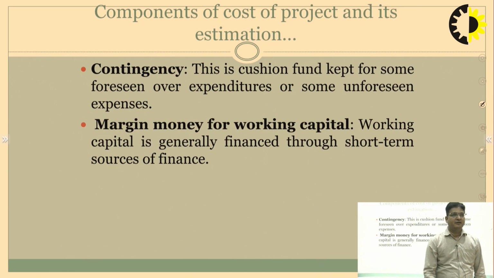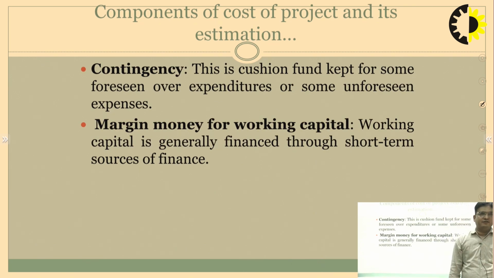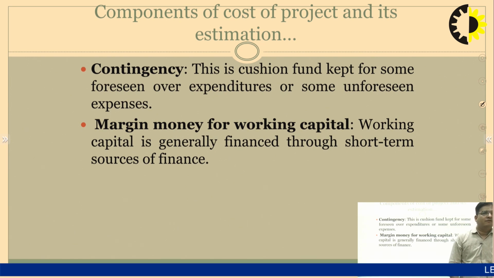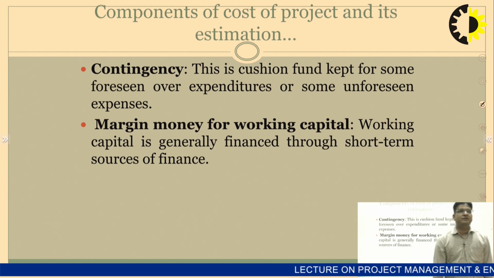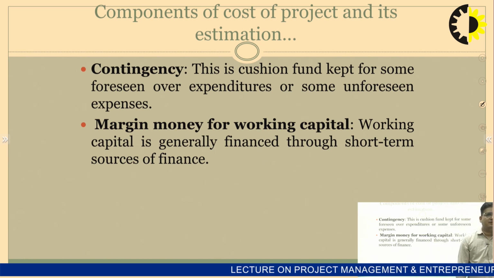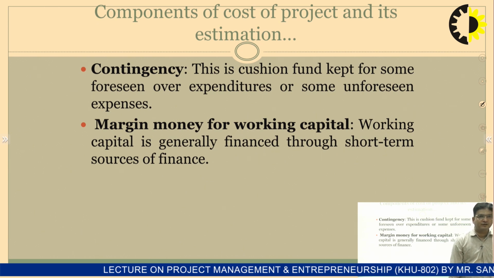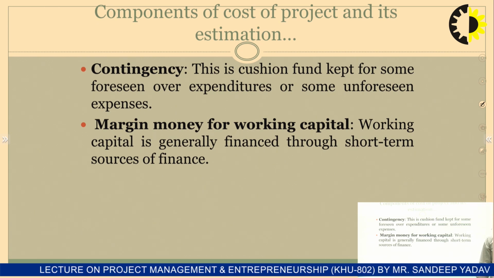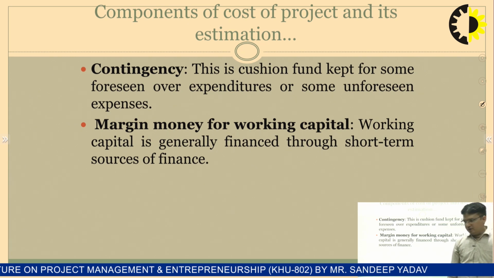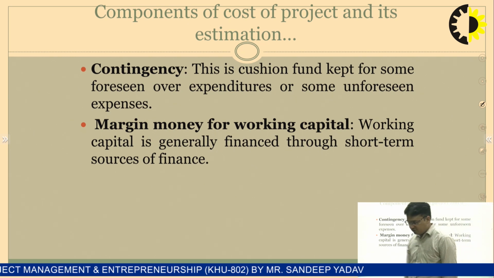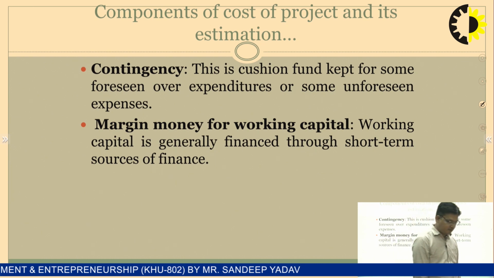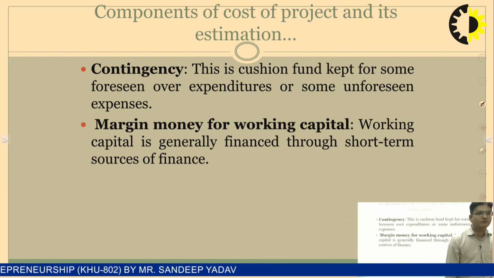Next is contingency. This is a cushion fund kept for some foreseen expenditures or for some unknown or unforeseen situations. Thereafter, the next item is margin money for working capital. Working capital is generally financed through short term sources of income. Now, the various sources of income we have already discussed in the session. What are the various sources of income?